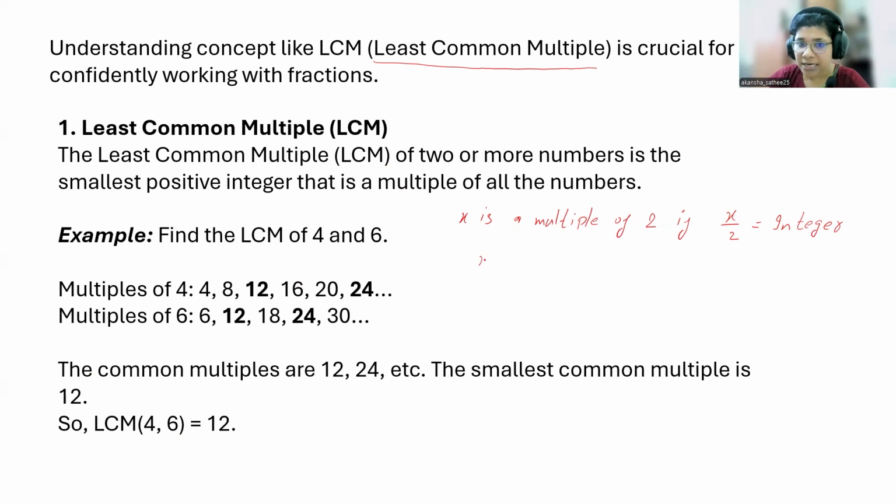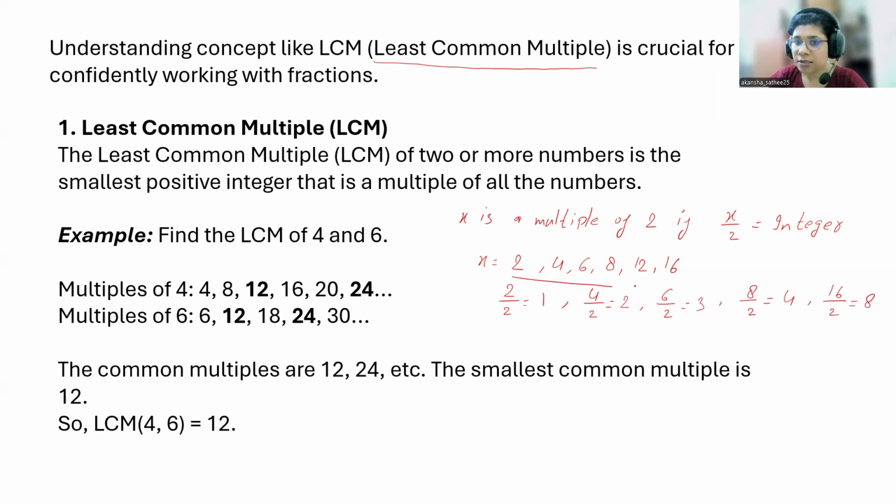So x can be 2, 4, 6, 8, 12, 16. Why? Because 2 upon 2 is 1, 4 upon 2 is 2, and 6 is divisible by 2 because 2 threes are 6. Similarly, 8 is divisible by 2 because it is equal to 4. Similarly, 16 by 2 is 8. Right? 2 into 8 is 16.